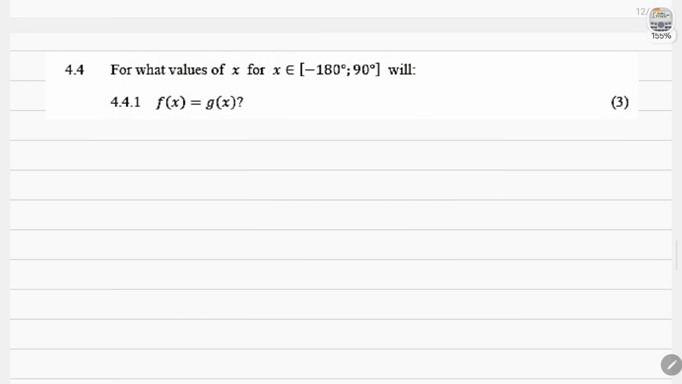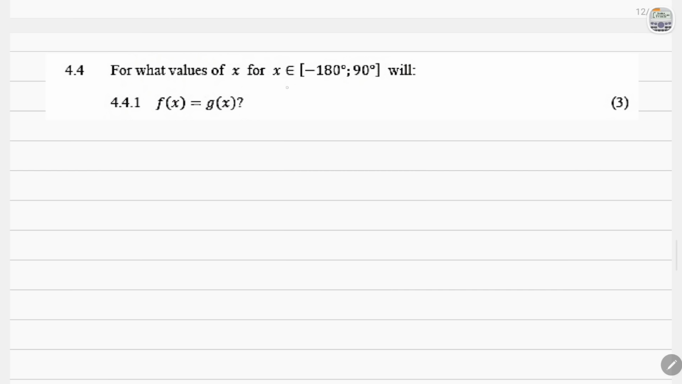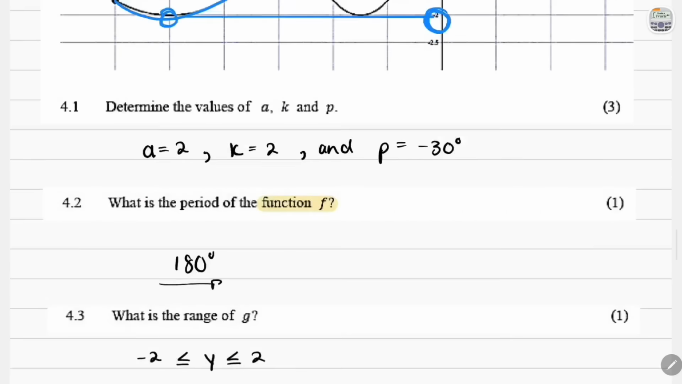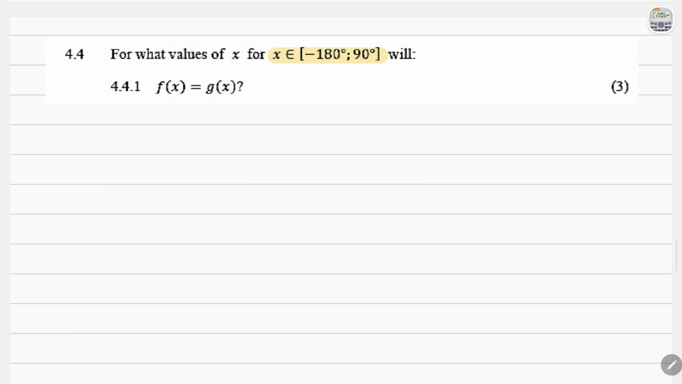Question 4.4 says, for what values of x, where x is an element of -180 degrees to 90 degrees, that is our normal interval that they gave us, will f of x be equal to g of x? f of x stands for the y values of f.